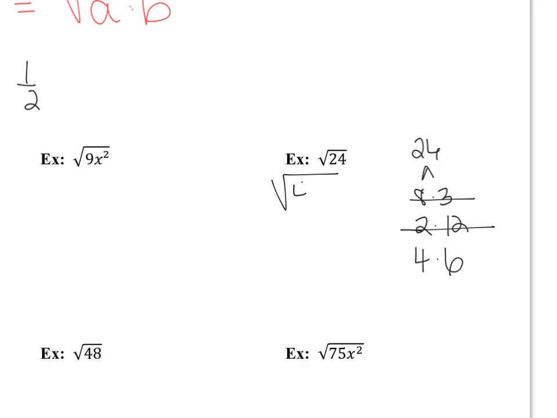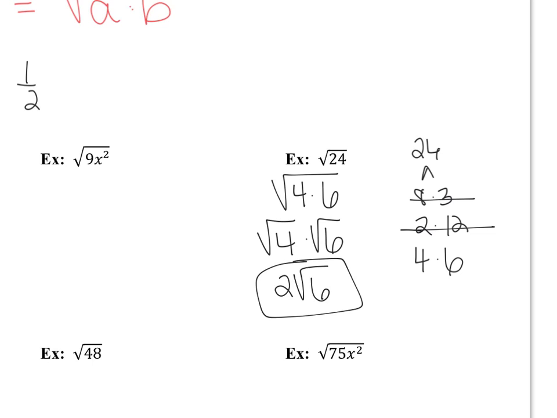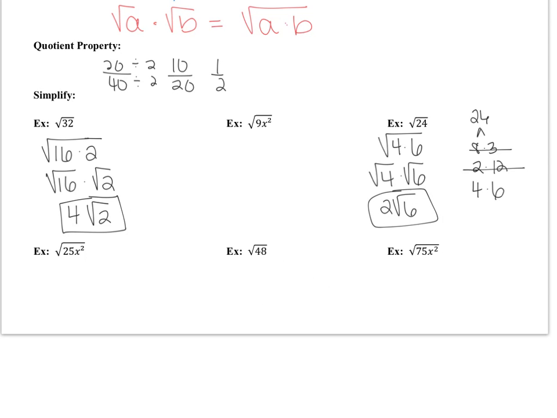So instead of 24, I'm going to rewrite it as a product of 4 times 6. Then the product property lets me split them, so I can give the 4 and the 6 their own radical. And then I know the square root of 4 is 2. I don't know the square root of 6, so it stays inside, and I'm completely simplified.